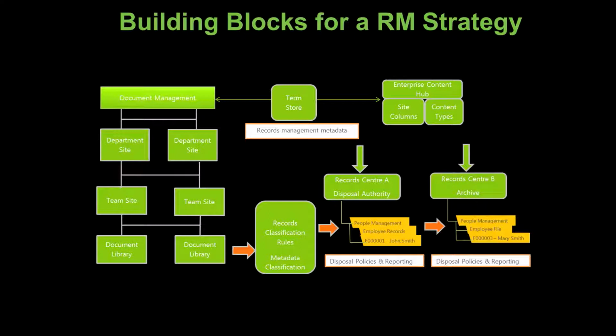The records file plan is also a way in which information, or should I say records, is immediately assigned particular records management controls, such as a retention and disposal policy, a particular security category, or even additional metadata in the sense of what type of disposal policy covers this record category.